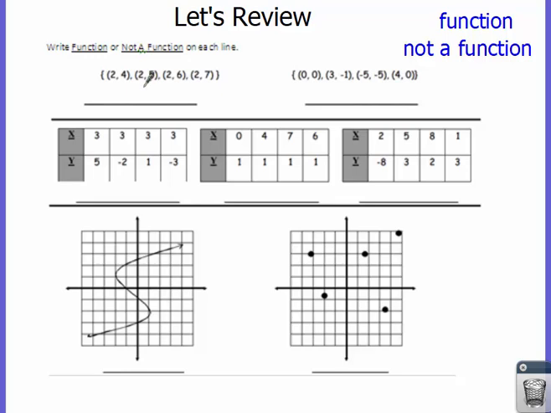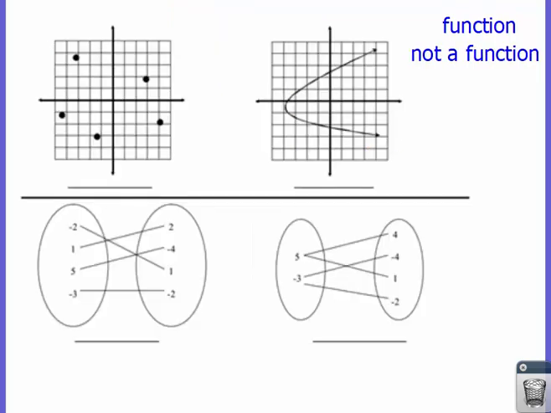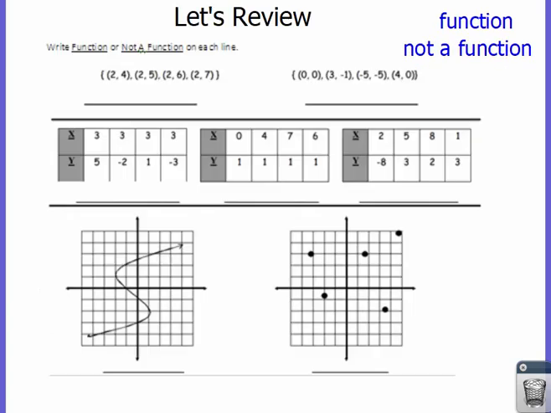1 is through a series of points, 2 is in a table, 3 is in a graph, and 4 is in a mapping. We did a lesson a while back that gave us the ways to identify functions. And we know that the key thing in a function is the x value in a coordinate. The x values must be unique. In other words, they have to all be different.